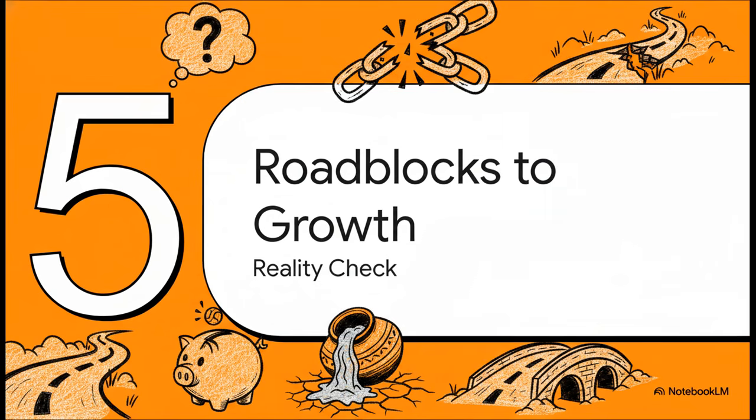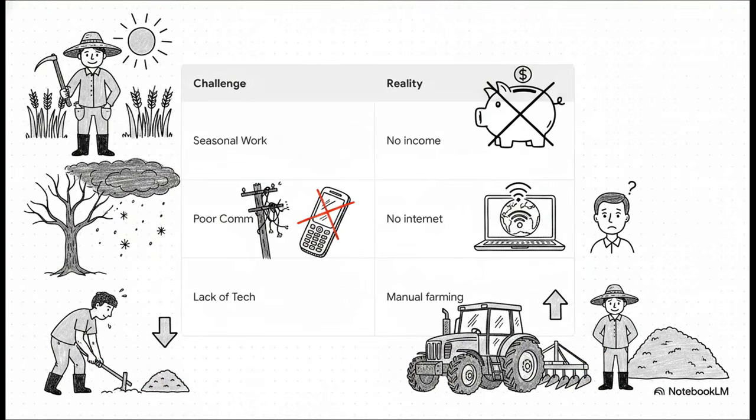Okay, bringing it home with Section 5, Roadblocks to Rural Growth. Time for the reality check. If the goals are so amazing, why hasn't this happened overnight, right? Well, when you write about these roadblocks, always use what I call the for instance rule. Don't just drop an academic term, translate it into real life.